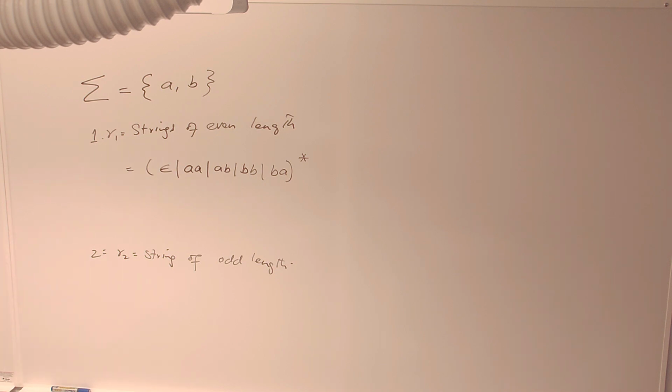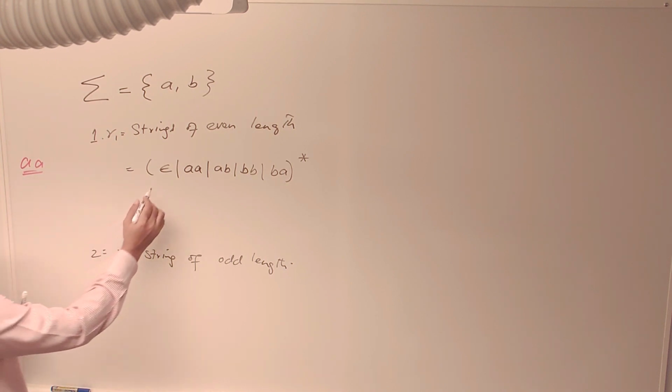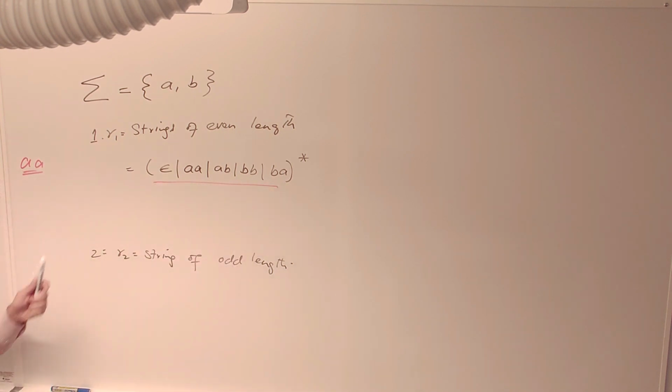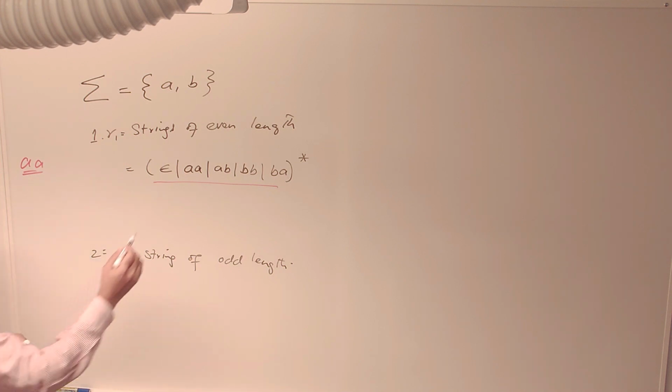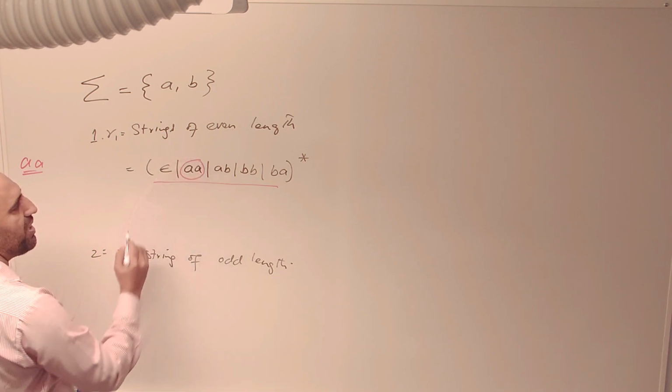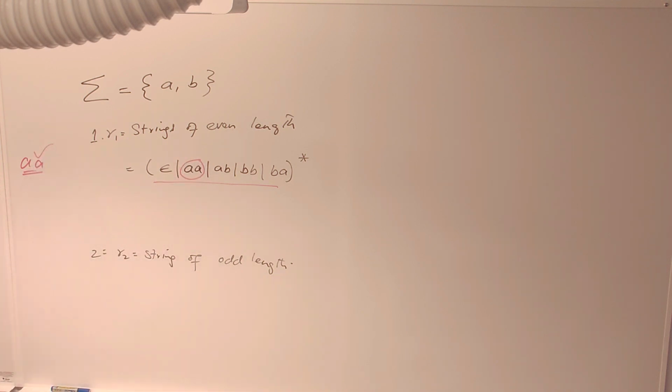Can you give me some words of even length? Any combination of words. AA has an even length. Now you can test with this: can we get this word from this? Yes, we get it from here. Any other combination? Any other word? 4A.